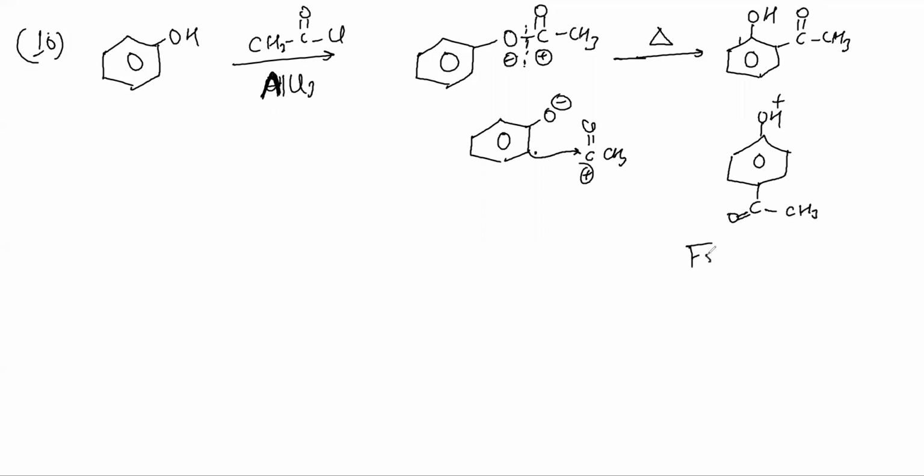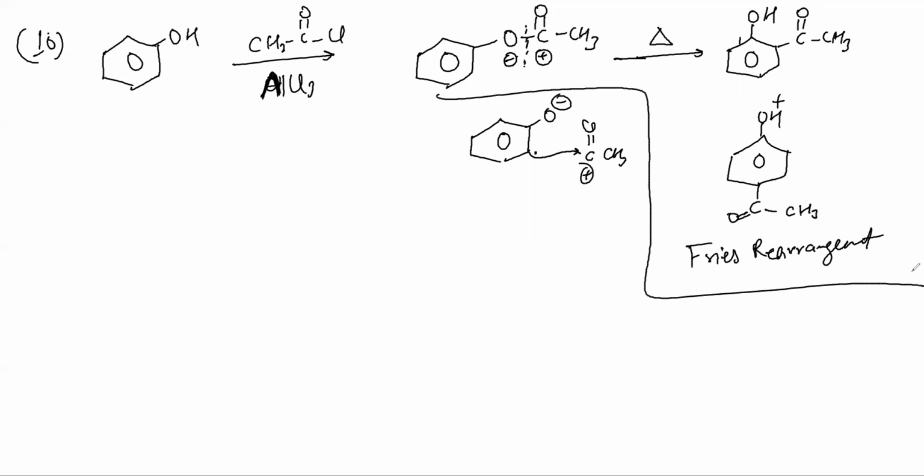This is what we call Fries rearrangement. From here to here, this reaction is called Fries rearrangement. You carried out acylation on benzene like that. It will be better if you use a Lewis acid here.